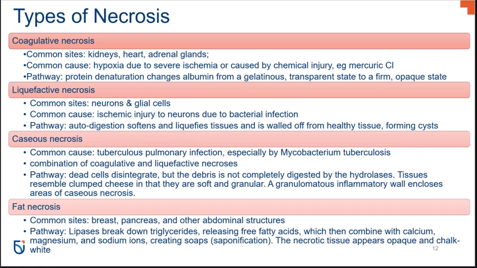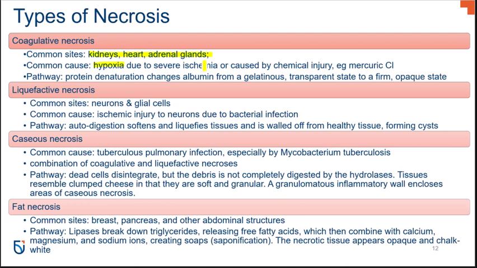We're going to look now at the different types of necrosis, and different types of necrosis tend to occur in different organs or tissues, and it can actually sometimes indicate the mechanism or the cause of the cellular injury. So the four types that we'll look at are coagulative, liquefactive, caseous, and fatty. Starting with coagulative necrosis. This primarily occurs in the kidneys, heart, and adrenal glands. Remember, adrenal glands are located above the kidneys. It commonly results from hypoxia due to severe ischemia.